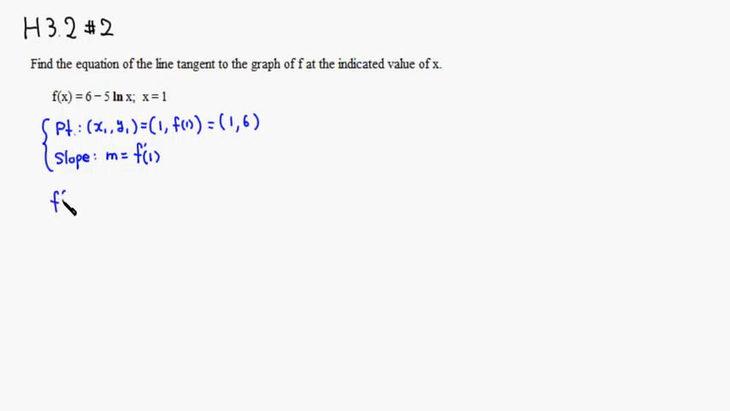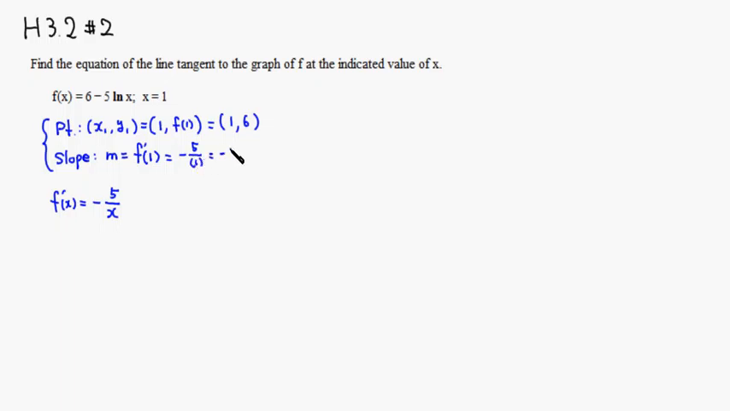f prime of x is going to be equal to, derivative of 6 is 0 because 6 is a constant. So you have negative 5, and the derivative of natural log of x is 1 over x, so it's negative 5 over x. If you plug in 1 into that, you have negative 5 over 1, which is negative 5.